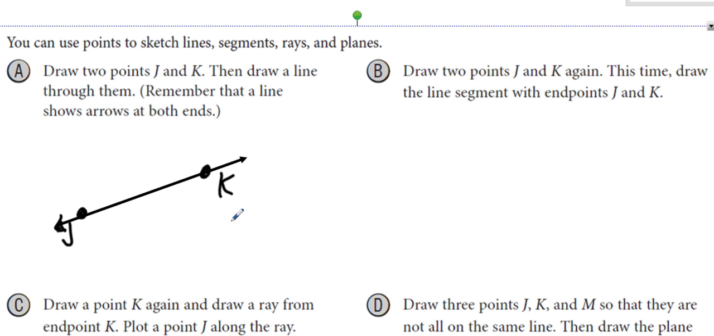So we just drew line JK. If you wanted to write about it, that's the way that you would write it. You could write KJ also if you wanted to.